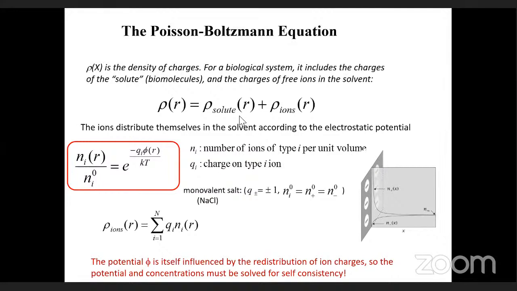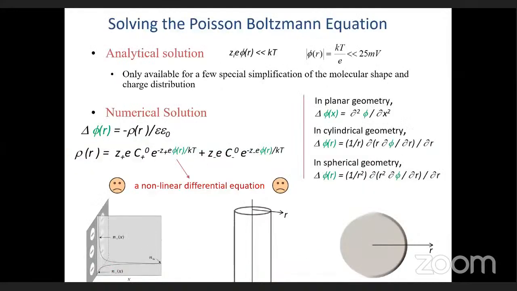And the rho solute can represent the surface of a membrane, or surface of potential. And here we draw a surface of protein, for example, surrounded by the salt ions. And here we have drawn the asymptotic behavior of the density of ionic salts.